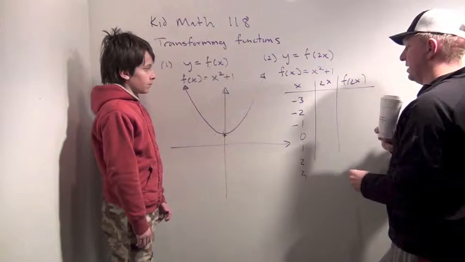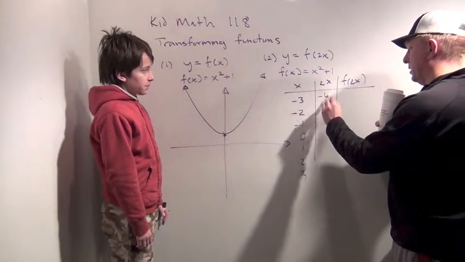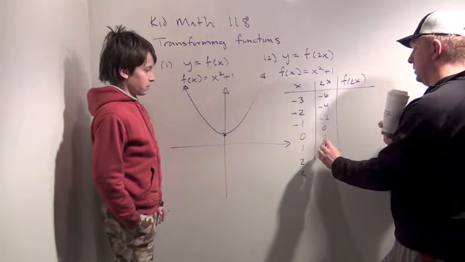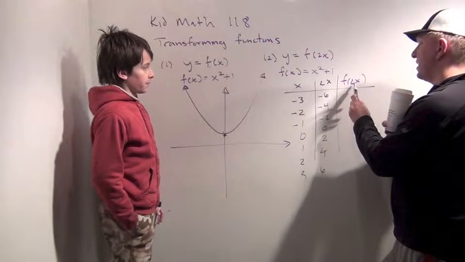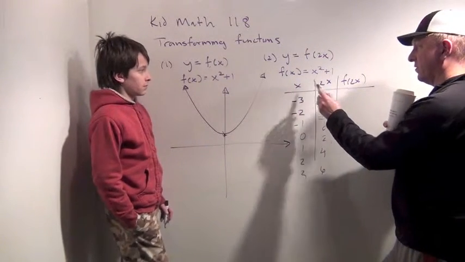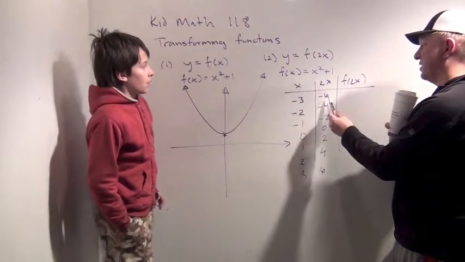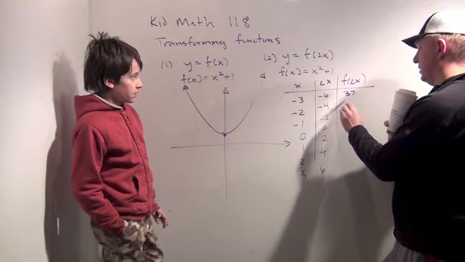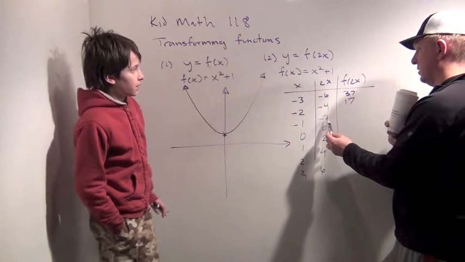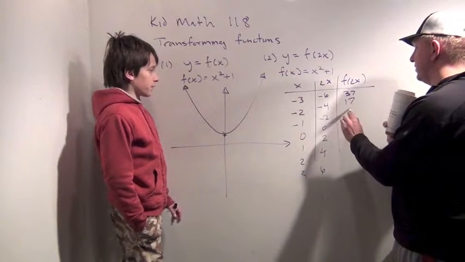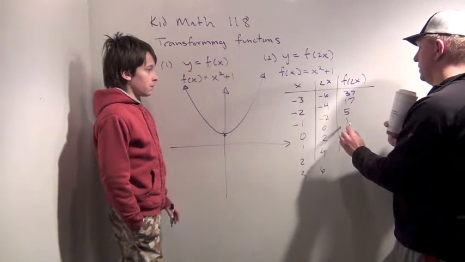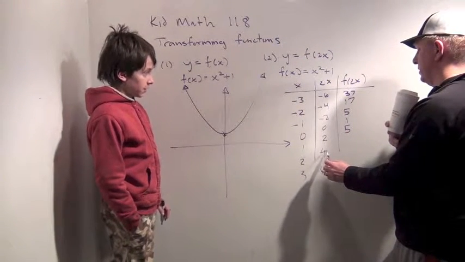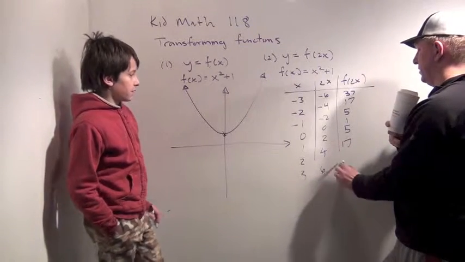2x would then be what? Read down for me. It would be minus 6, minus 4, minus 2, 0, 2, 4, 6. Okay, and what is f of minus 6, where the function f of x is x squared plus 1? What is f of minus 6? It's 37. What's f of minus 4? 17. F of minus 2? F of minus 2 would be 5. F of 0? 1. F of 2? 5. F of 4? 17. And 37.